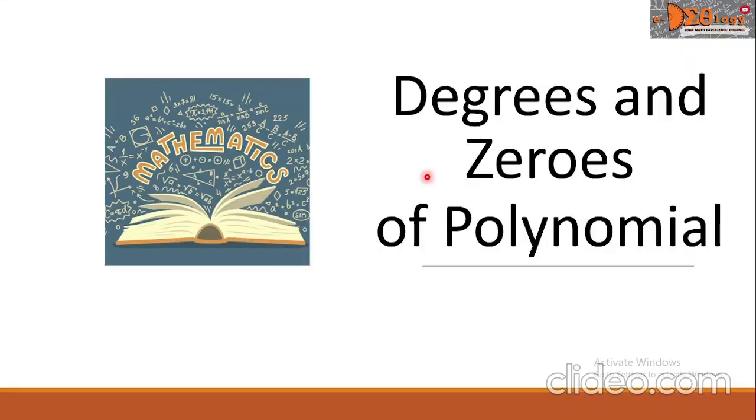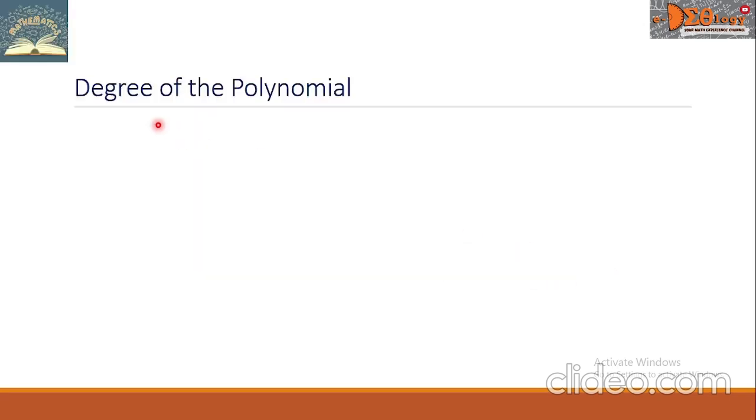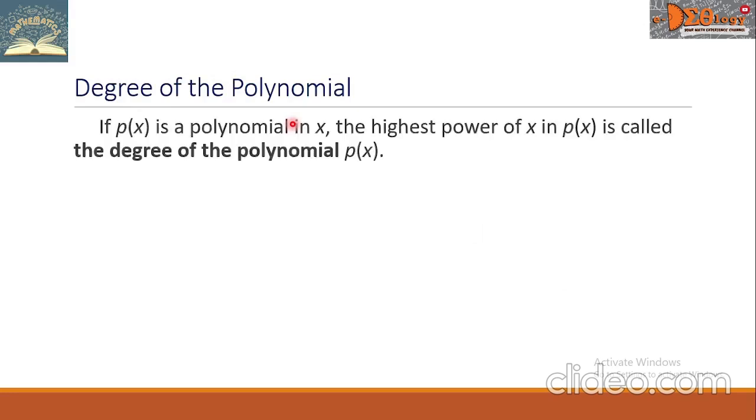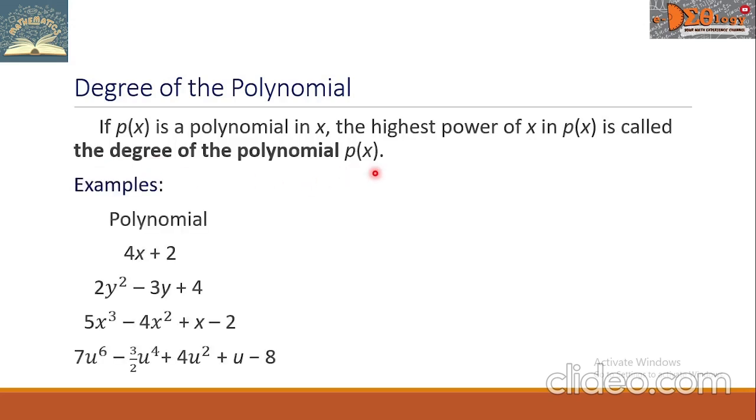Hi everyone. Today we're going to study degrees and zeros of polynomial. Let's begin with degree of the polynomial. If p of x is a polynomial in x, the highest power of x in p of x is called the degree of the polynomial p of x.